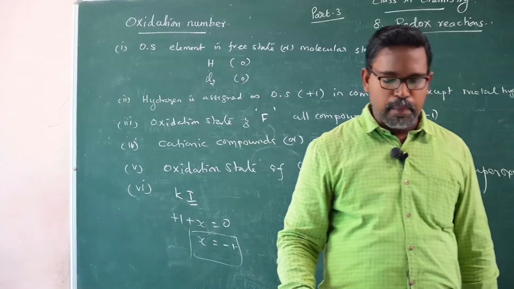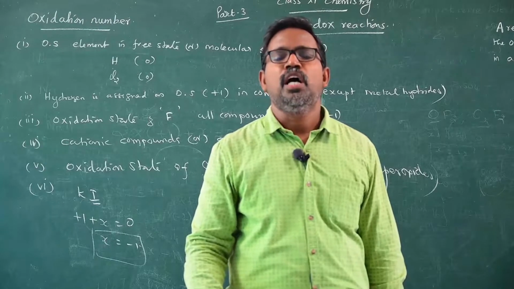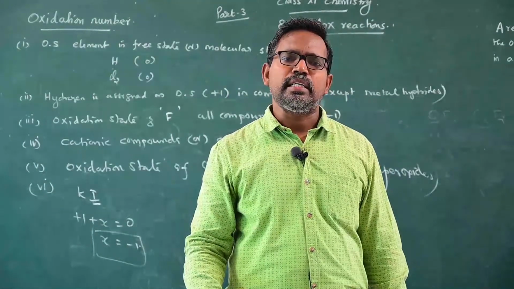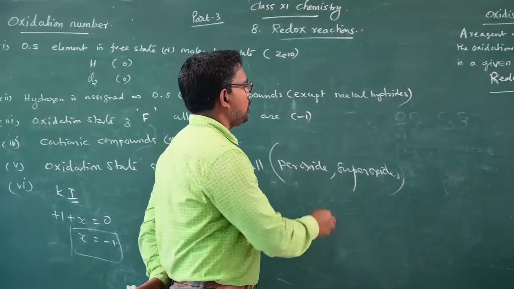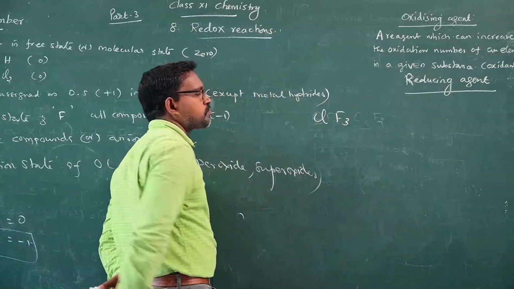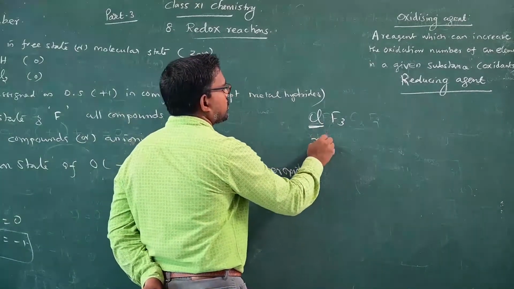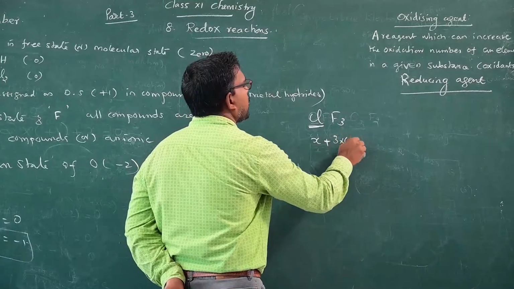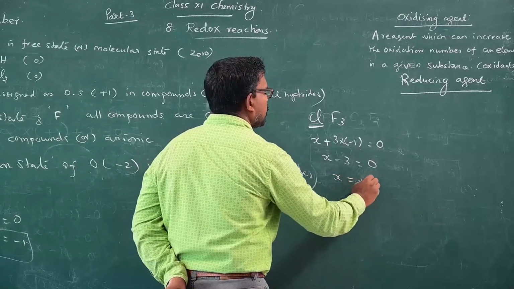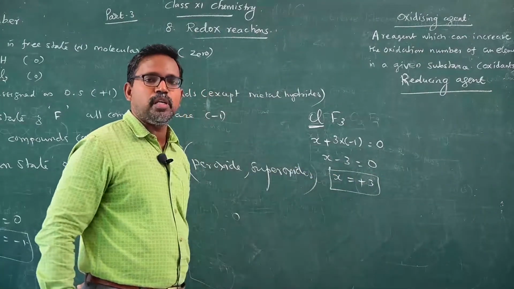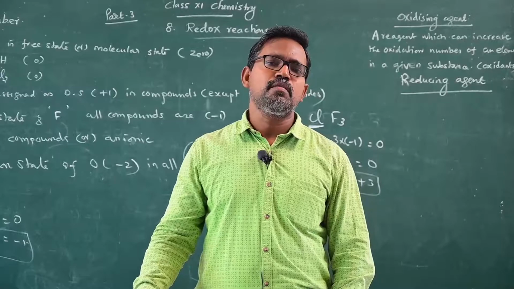In binary non-metallic compounds, interhalogen compounds, the oxidation state assigned depends upon the nature of the compound. For example, I will give one example of interhalogen compounds, ClF3. You assign the oxidation state of chlorine, X plus 3 into fluorine minus 1 equal to 0. So, X minus 3 equal to 0, X is equal to plus 3. Now, you have one doubt: halogens are more electronegative, then why does halogen show a positive oxidation state?